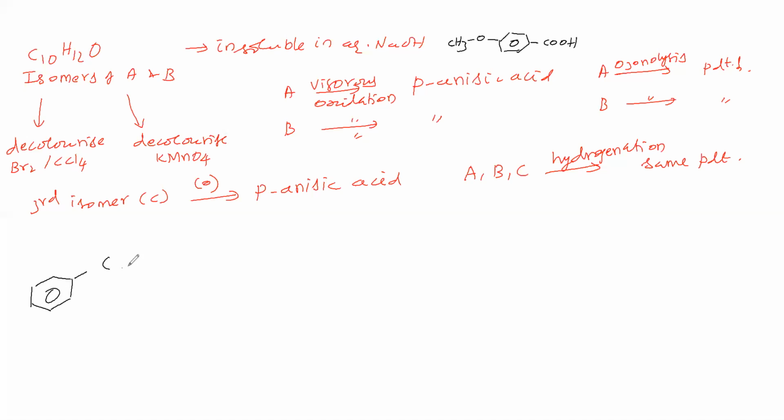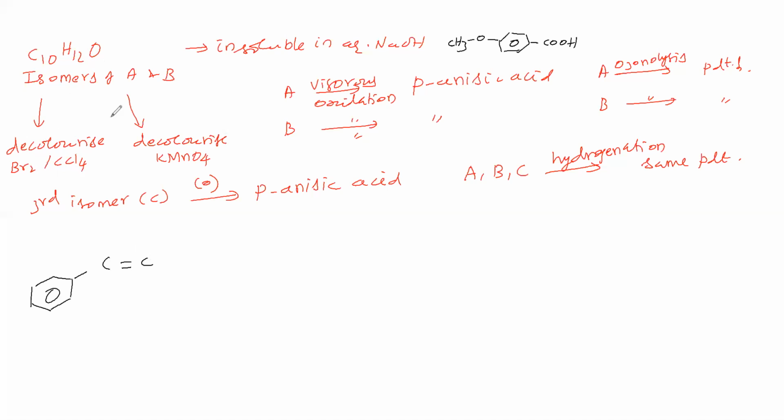How it is present, we have to see. A C=C double bond is present. Otherwise, a triple bond also, because decolorizing bromine in CCl4 means a double bond as well as a triple bond. So this says that a C=C double bond, otherwise a C≡C triple bond, is present in this isomer of C10H12O.